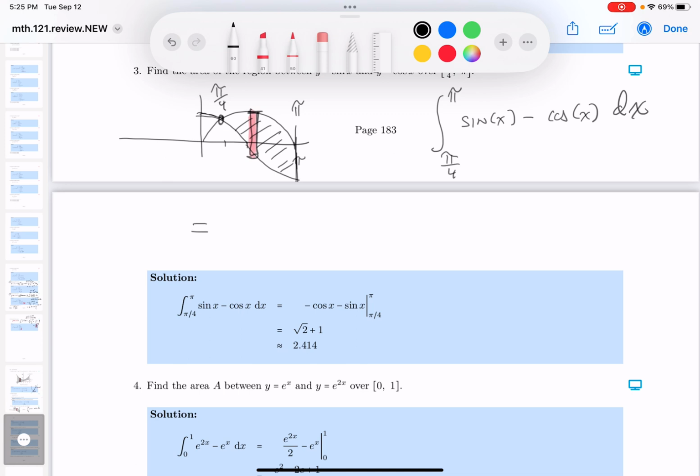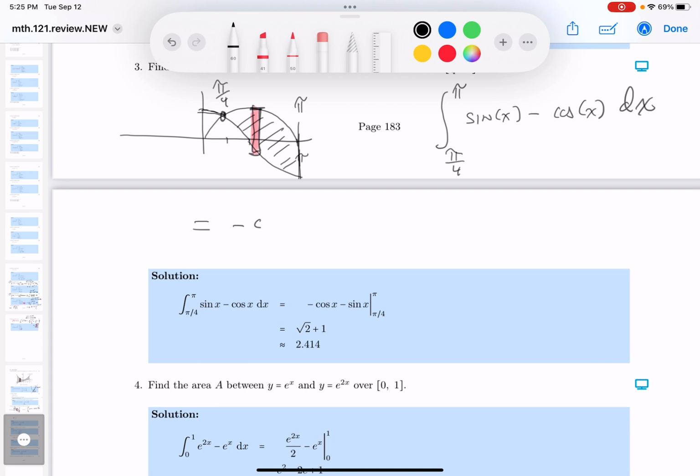The antiderivative of sine would be minus cosine, minus the antiderivative of cosine, which is sine. And then we take the limits of integration, pi over 4 to pi. And yeah, we have to do the arithmetic now. Let's see, upper limit. Now, the cosine of pi is minus 1. Minus a minus 1 is plus 1. Minus the sine of pi is 0.